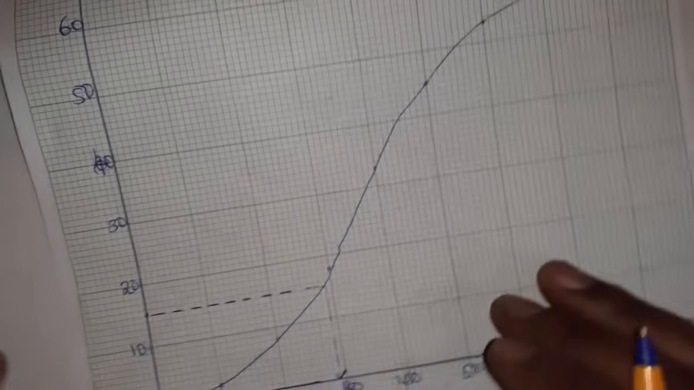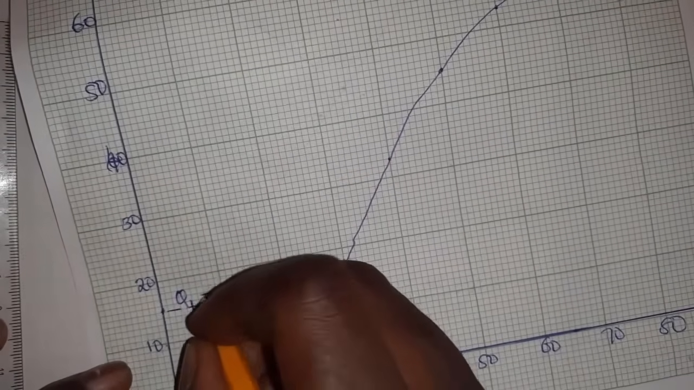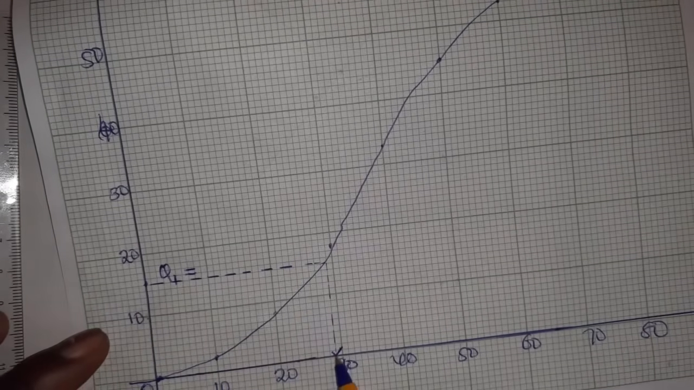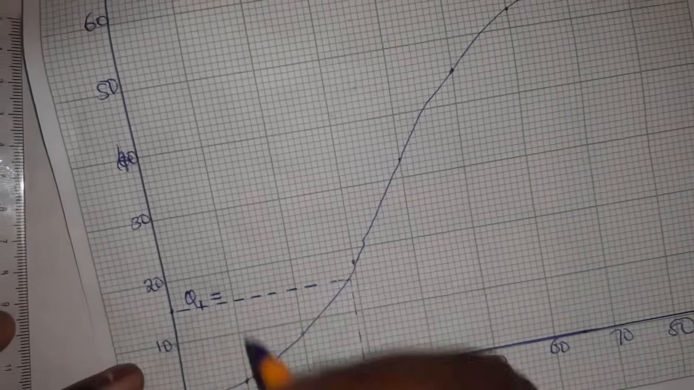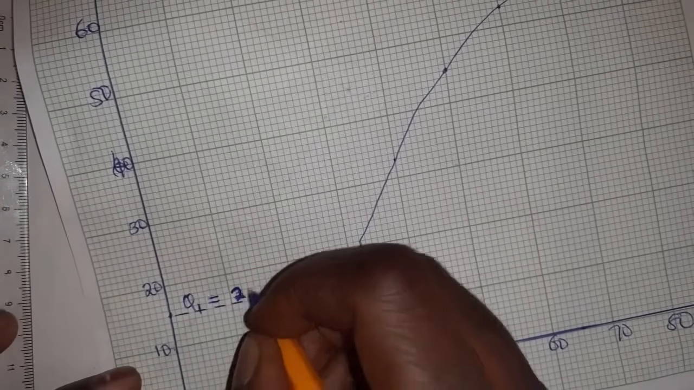So this is going to be called Q1. Q1 is equal to, what do we have here? This is going to be 29. When you count from this side, this will be 29. So we can say 29.